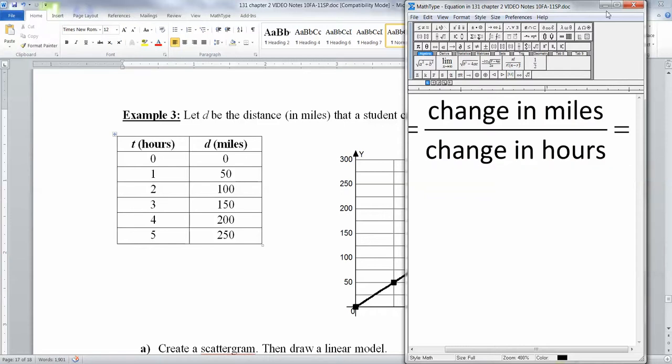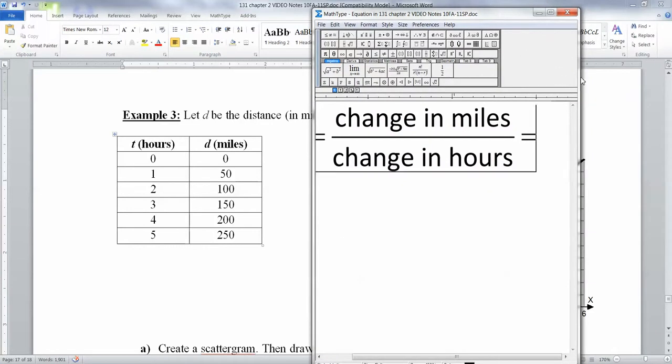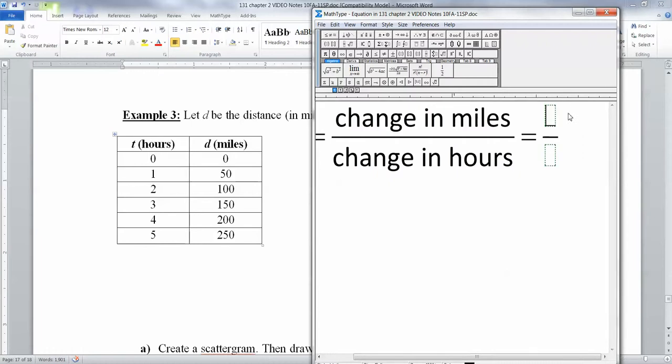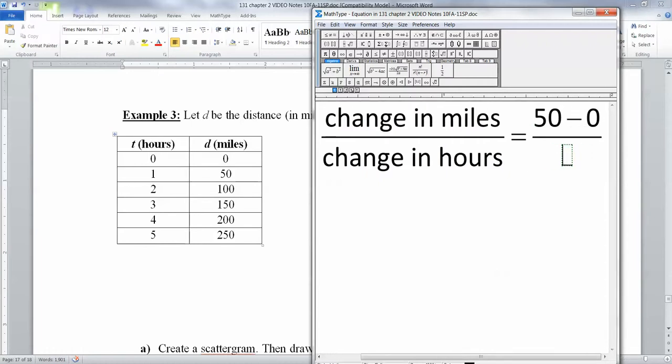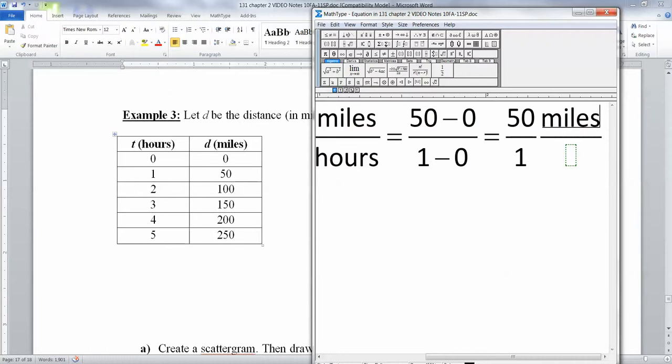But if you look at it, you don't have to even do the formula for this, but if you wanted to, you could. It'd be, let's see, 50 take away 0 over 1 take away 0, right? Which is 50 over 1. And the units for that should be obvious to anybody who's ever driven a car, miles over hours, i.e. miles per hour. There's your slope, 50.